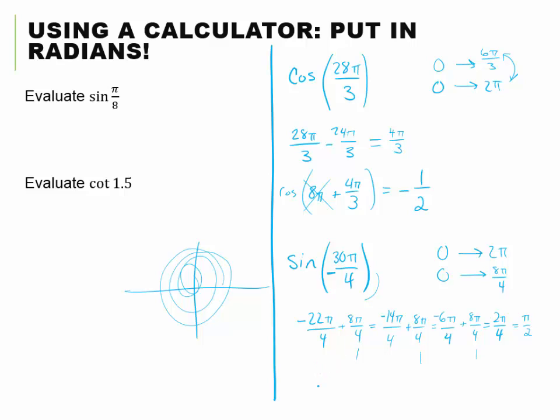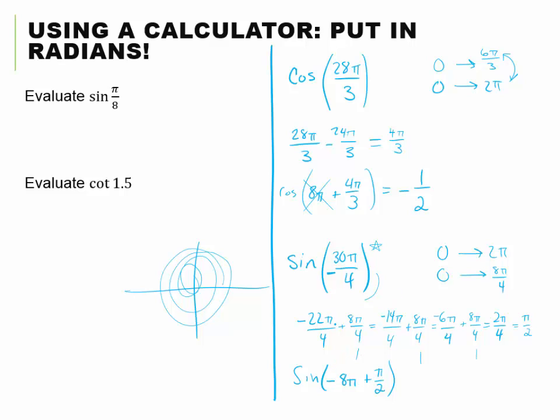I did 4 times. This right here, this 30 pi over 4, that's negative. That's the same thing as sine of negative 1, 2, 3, 4 revolutions. I happen to do 8 pi again. And then we add pi over 2. And that'll get us into this position right here.